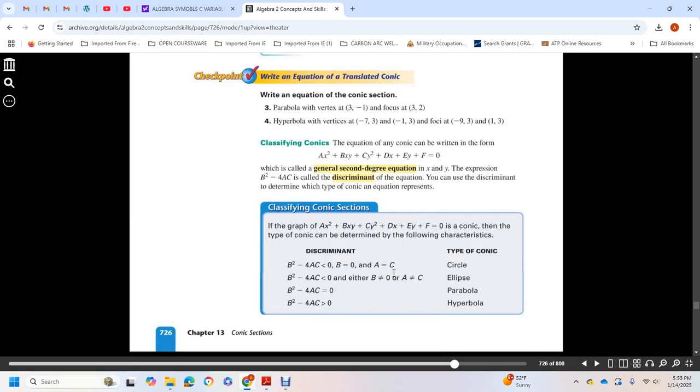In graphing ax squared plus bxy plus cy squared plus dx plus ey plus f equals 0, if the graph is a conic, then the type of conic is determined by the following characteristics. If b squared minus 4ac is less than 0, and b is equal to 0 and a is equal to c, it's a circle. If b squared minus 4ac is less than 0, and either b is not equal to 0 or a is not equal to c, it's an ellipse. If b squared minus 4ac is equal to 0, it's a parabola. If b squared minus 4ac is greater than 0, it's a hyperbola.